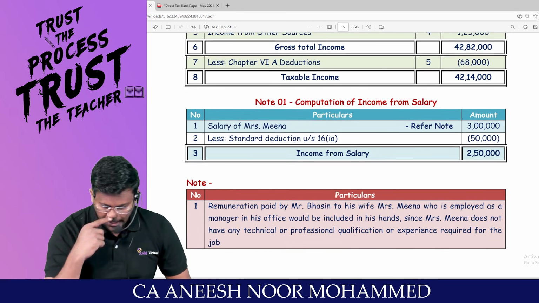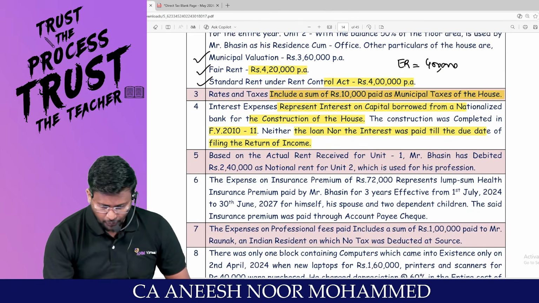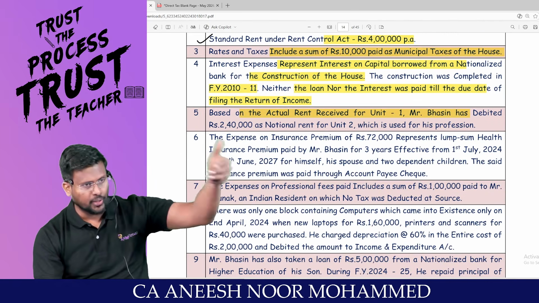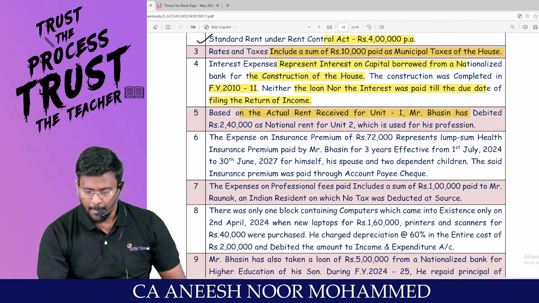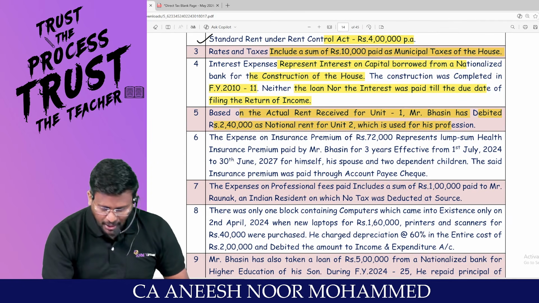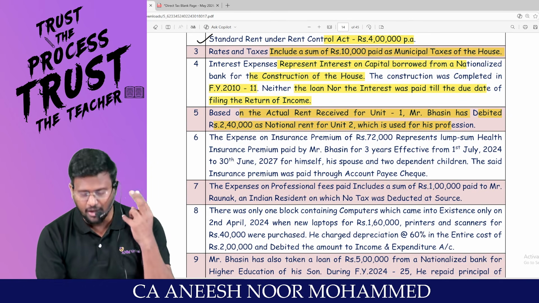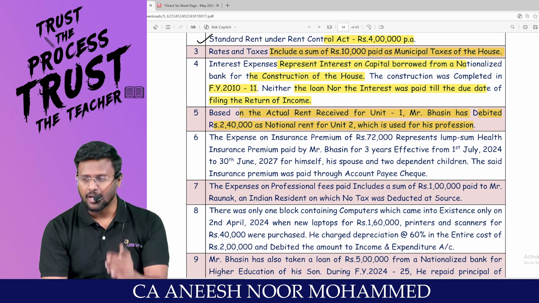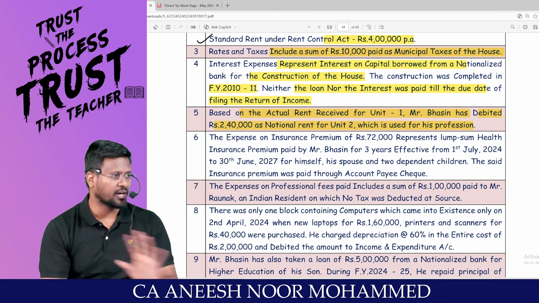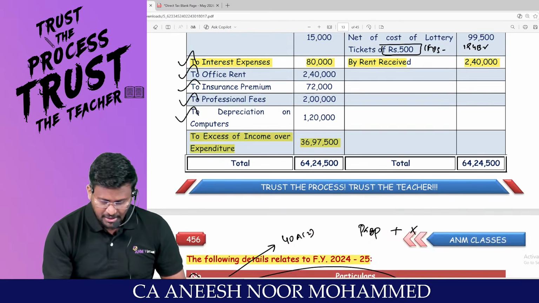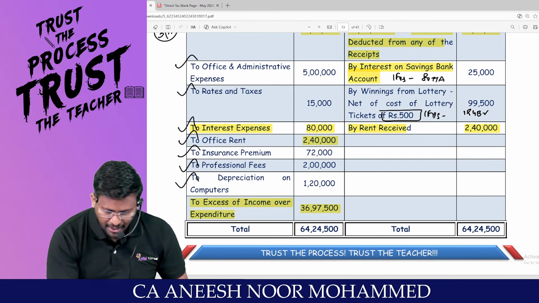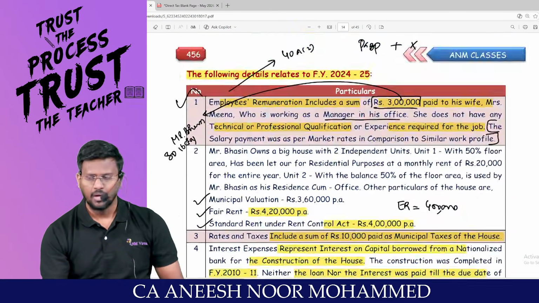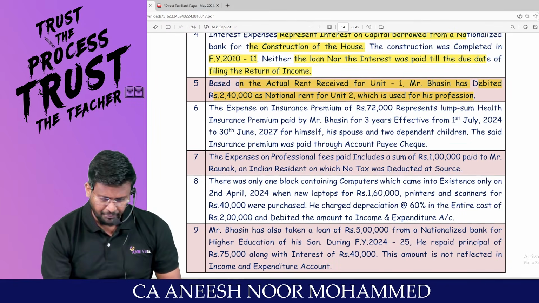Sir, income from salary. Okay. Have we completed fully? No. Based on the actual rent received for unit number 1, that 50%, Bashin has debited 2,40,000 as notional rent for unit number 2, which is used for his profession. If you are the owner, as per section 30, the notional rent concept will not be applicable. That means this 2,40,000 should be added back. This is notional rent to the owner himself. How will it be allowed in the Income Tax Act?